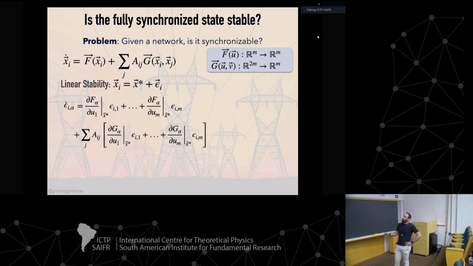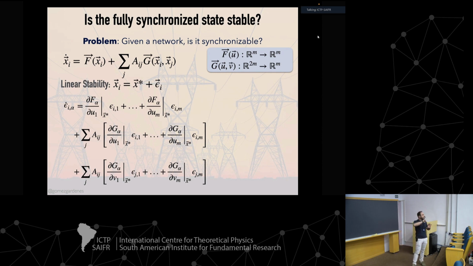Second, it contains the derivatives of function g, of all the first variables, evaluated also at the fixed point. And finally, we have the derivatives with respect to the second variables, remember that this is 2m, of the function g, the interaction function, that's why here are u and here are v, also evaluated at the fixed point. This is just the expression of the linear perturbation, the evolution of the linear perturbation around a node i in the component alpha.